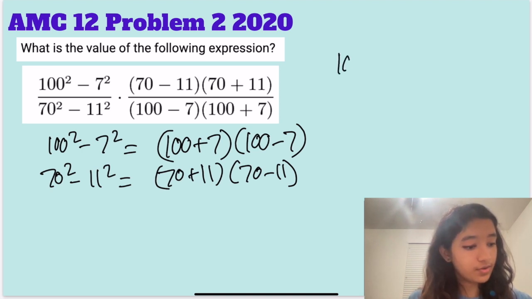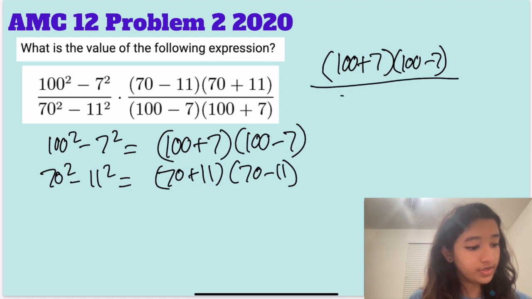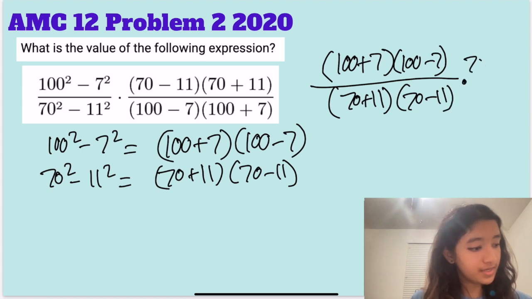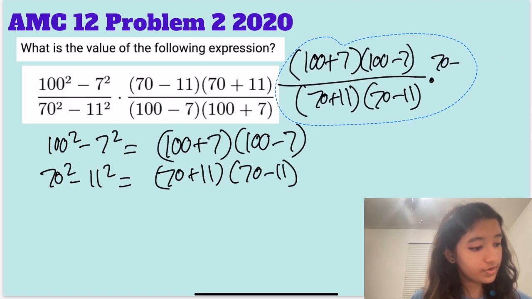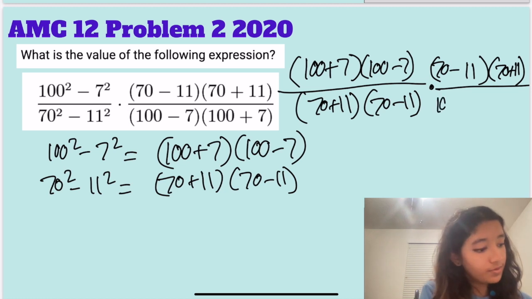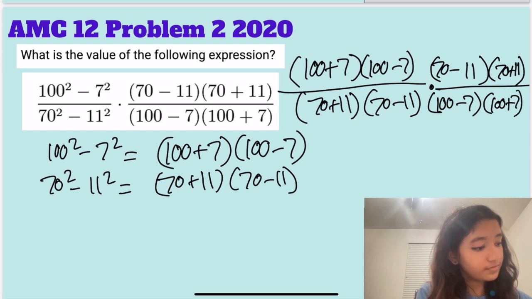There we have 100 plus 7 times 100 minus 7 over 70 plus 11 times 70 minus 11. And then we're multiplying by 70 minus 11. Just going to move this over. Okay, 70 minus 11 times 70 plus 11 divided by 100 minus 7 times 100 plus 7.